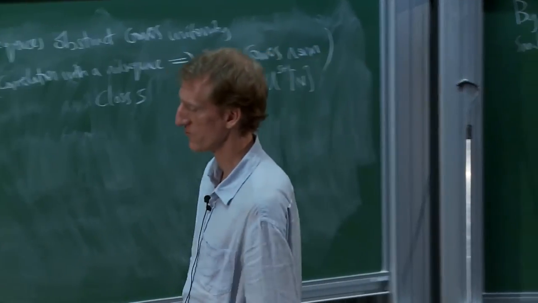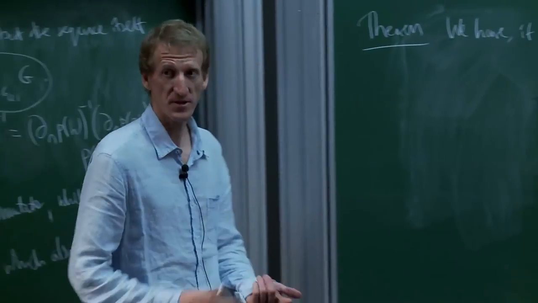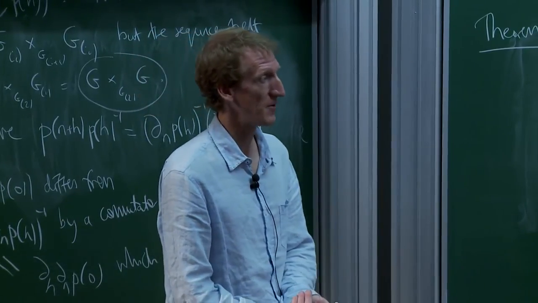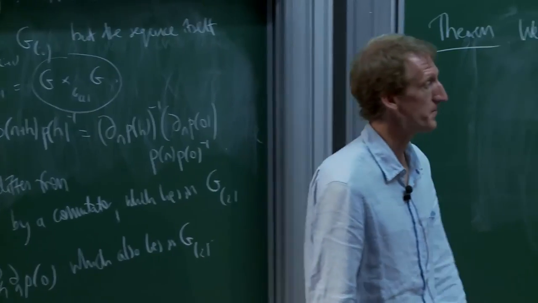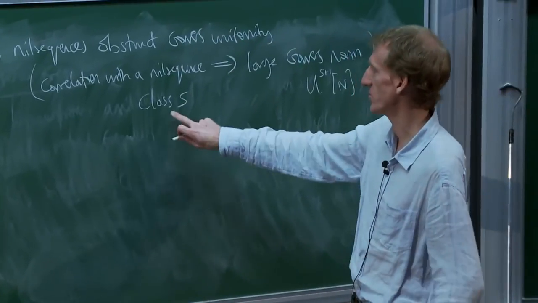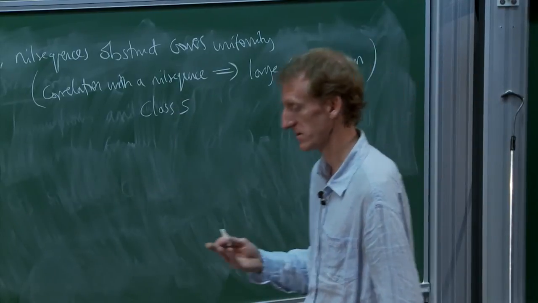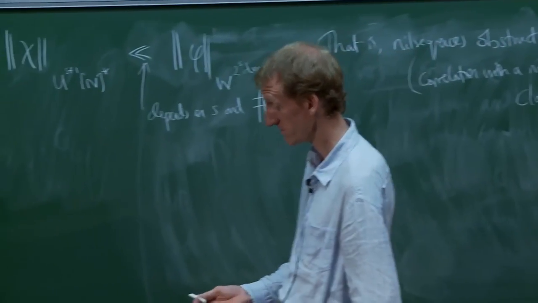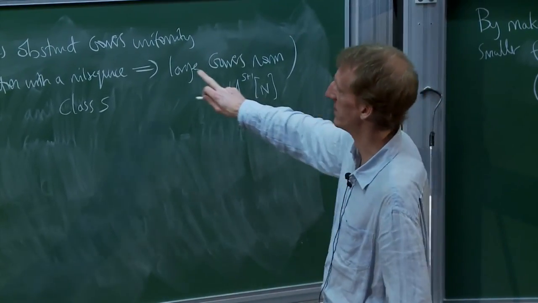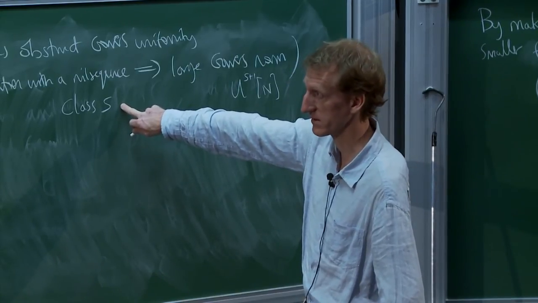So sometimes it's difficult to remember the numerology here. Just to remind you, when I was interested in four-term arithmetic progressions, I needed to talk about the Gowers U3 norm. And to understand the Gowers U3 norm, I care about nilsequences of class 2, which are just the step up from abelian. And to work with three-term arithmetic progressions, it's the Gowers second norm that's important, and that is related to nilsequences of class 1, which is just abelian Fourier analysis.